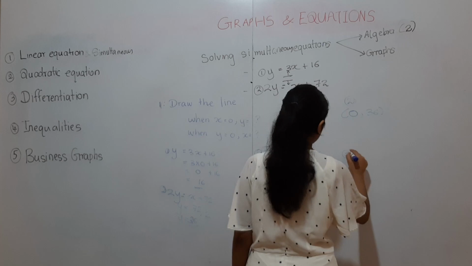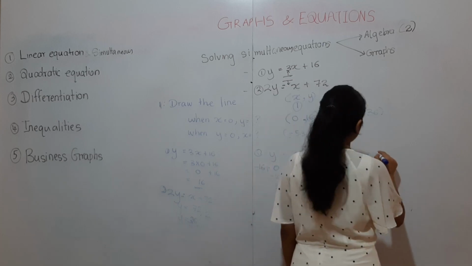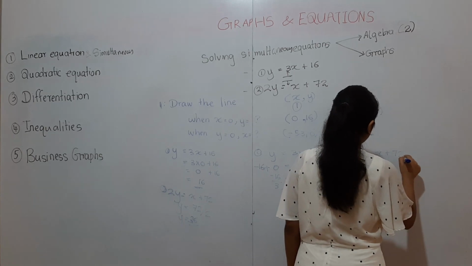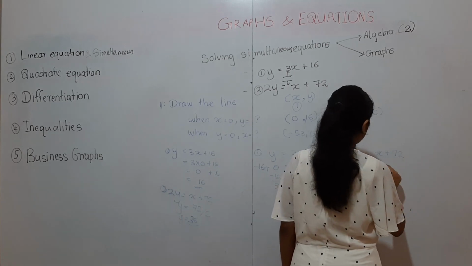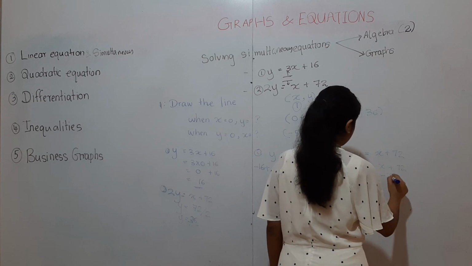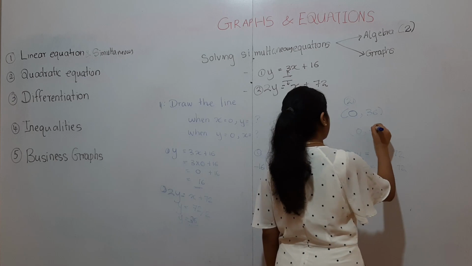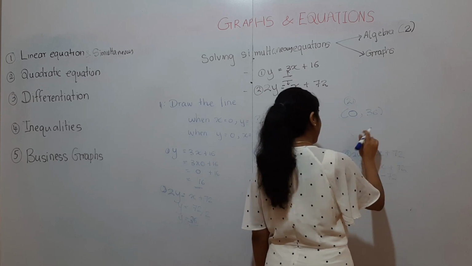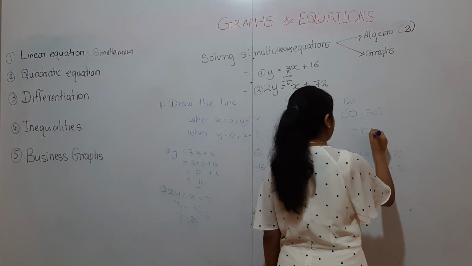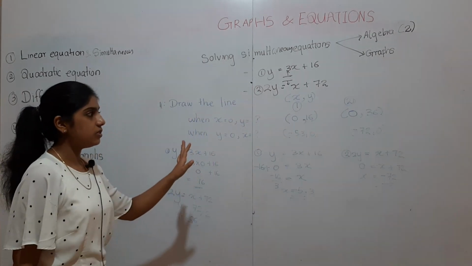And second equation, again, 2y equals x plus 72. When y equals 0, x plus 72, x equals minus 72. When y equals 0, x is minus 72. These are our coordinates to draw the line.